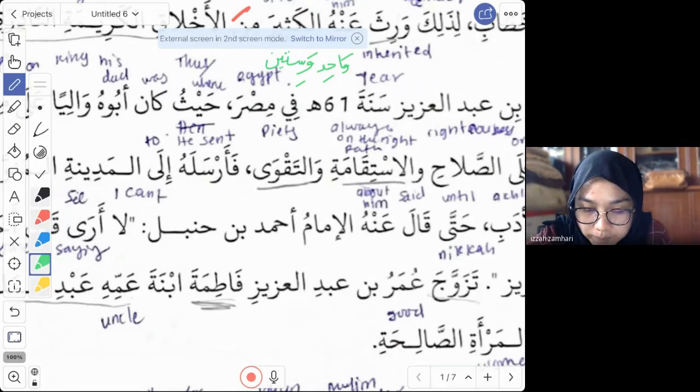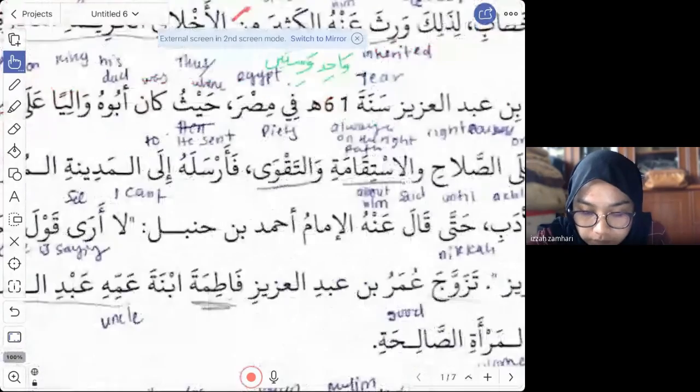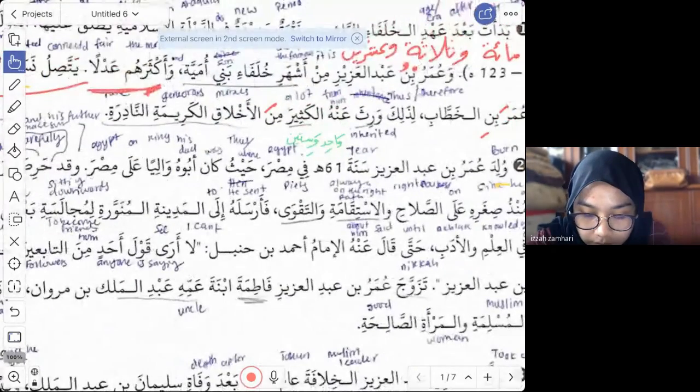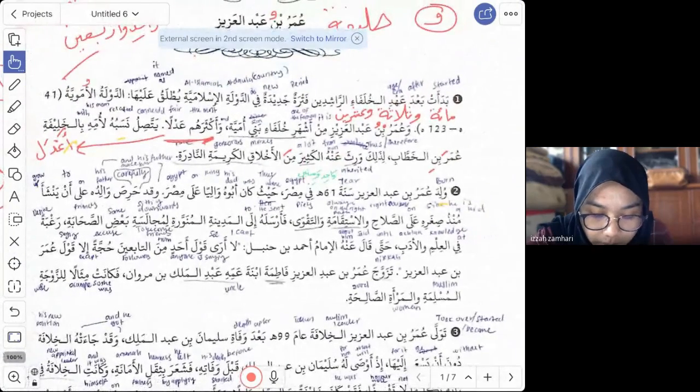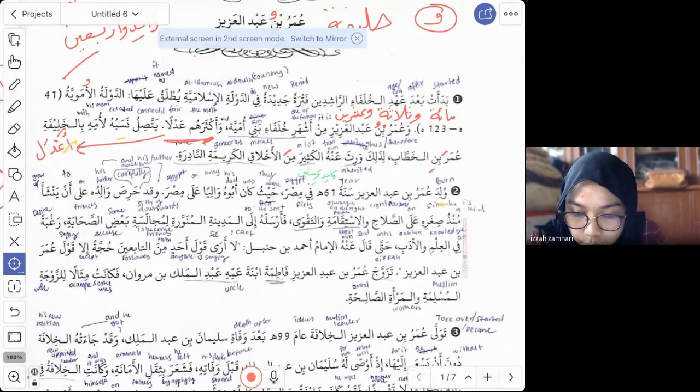Fi Misra, haitsu kana abuhu waliyan ala Misra. Waqad harisa walidu ala an yansha'a mundu siwarihi ala as-salahi wa al-istiqamah wal taqwa.